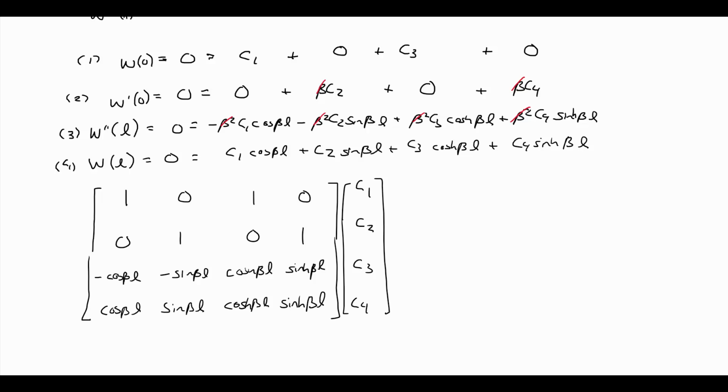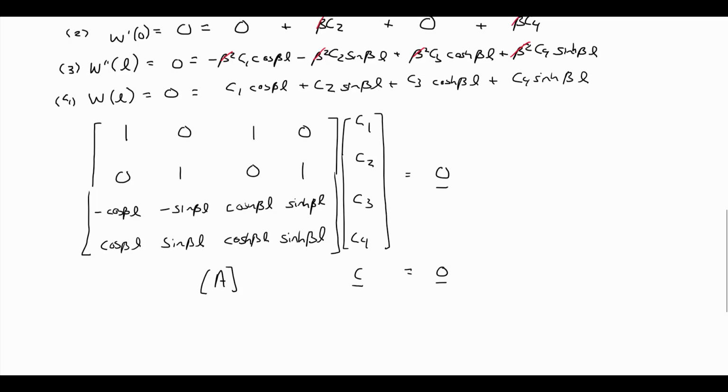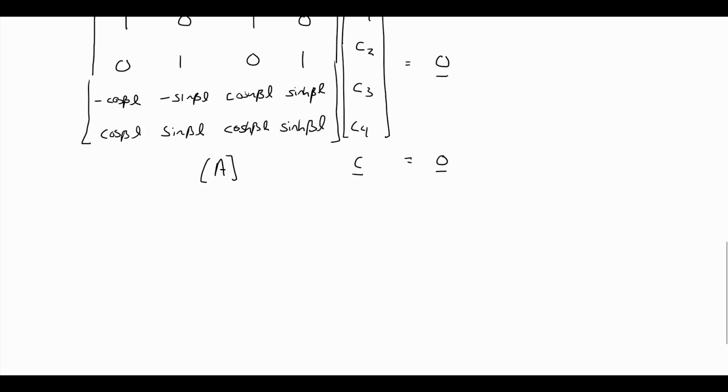So, a different A matrix, and now I'm multiplying it by that C vector, equal to 0 because they're all homogeneous boundary conditions. So again, I have this A matrix times C equals 0. What I need to enforce, so that C is not also the 0 vector, is that the determinant of A must be 0. And like the first example, I want to find all of the beta values that make this true.